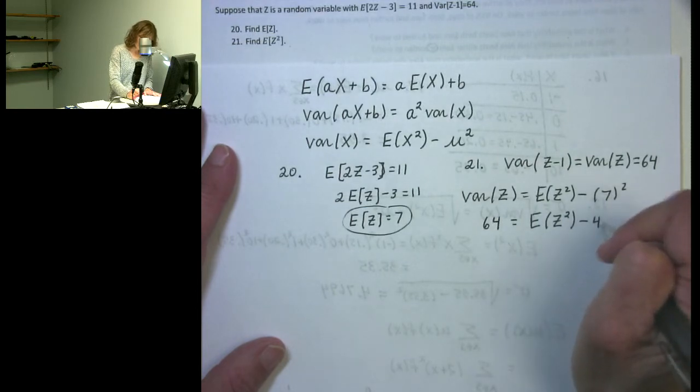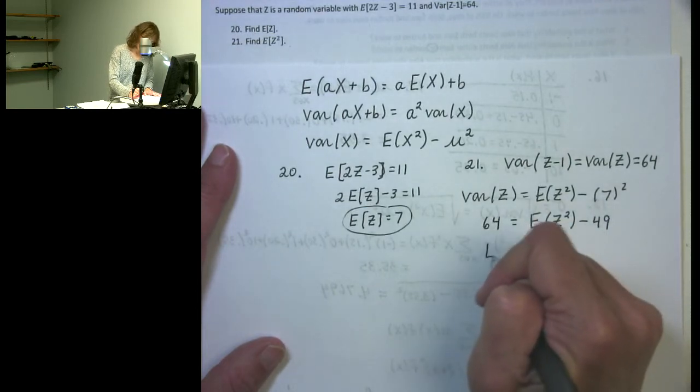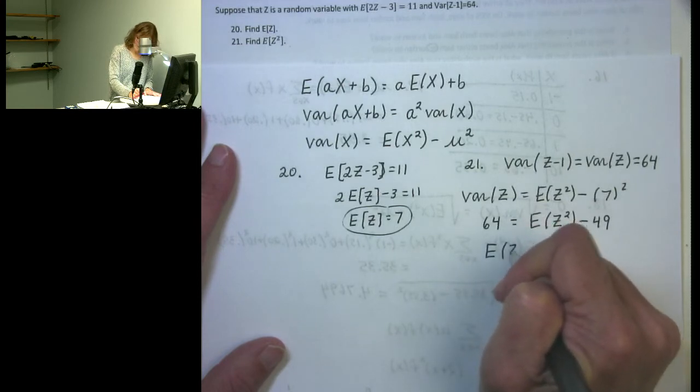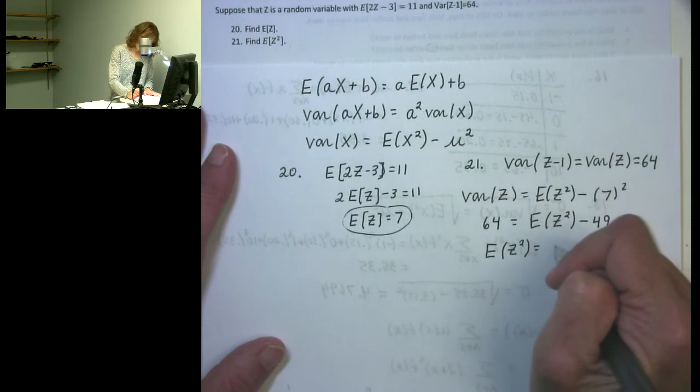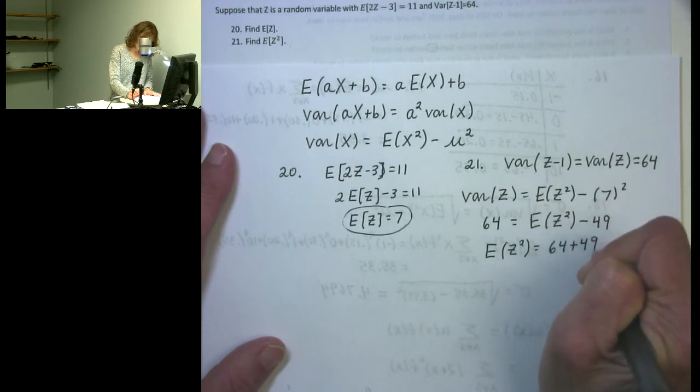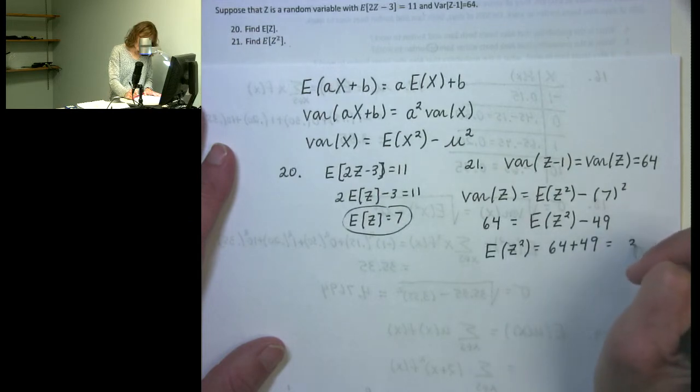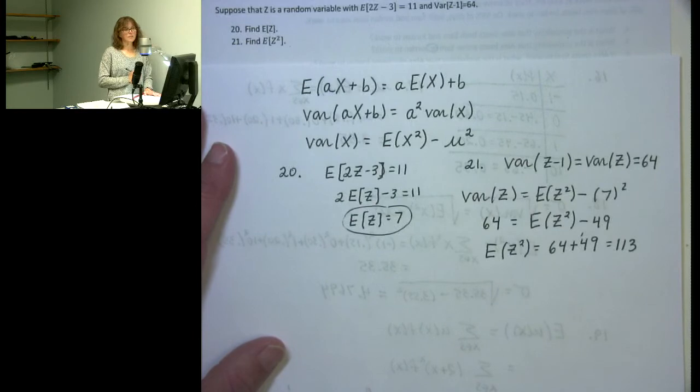7 times 7 is 49. What this means is the expected value of z squared has to be 64 plus 49, which is 113. And that's our solution.